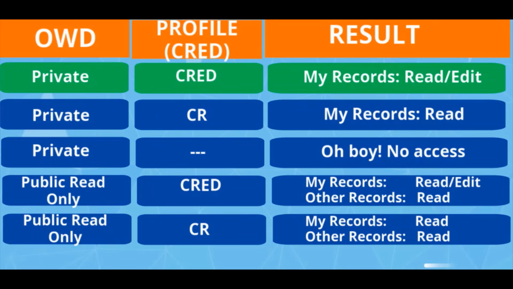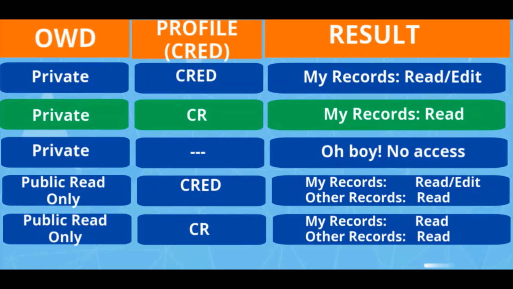As simple as that. Now we'll go through the second scenario where OWD is set to private and profile is set to CR. CR is create and read. In these scenarios, we are not mentioning create and delete in the results because they're quite self-explanatory. So as OWD is set to private here, obviously the user will not have access to the records not owned by him. And as profile says create and read, just read and there is no edit. As a result, he will be seeing only his records with read option.